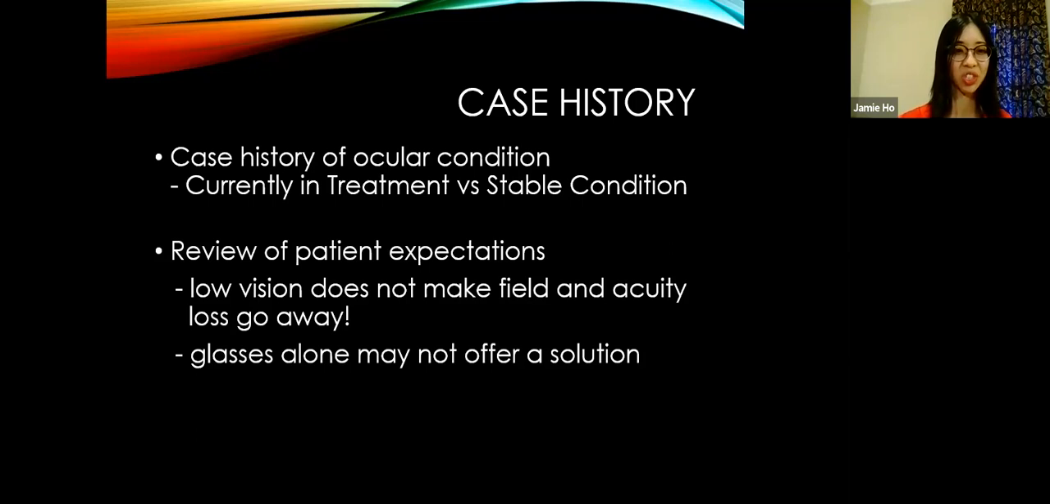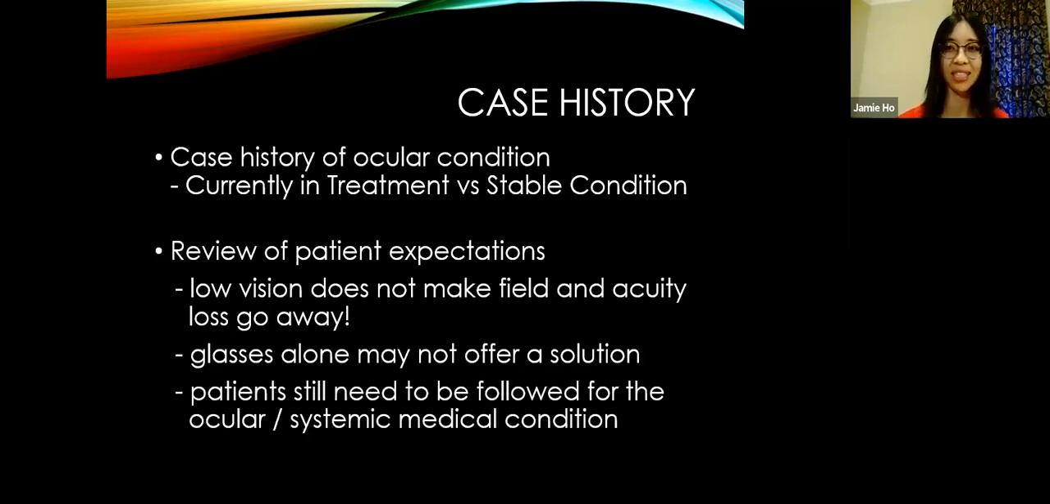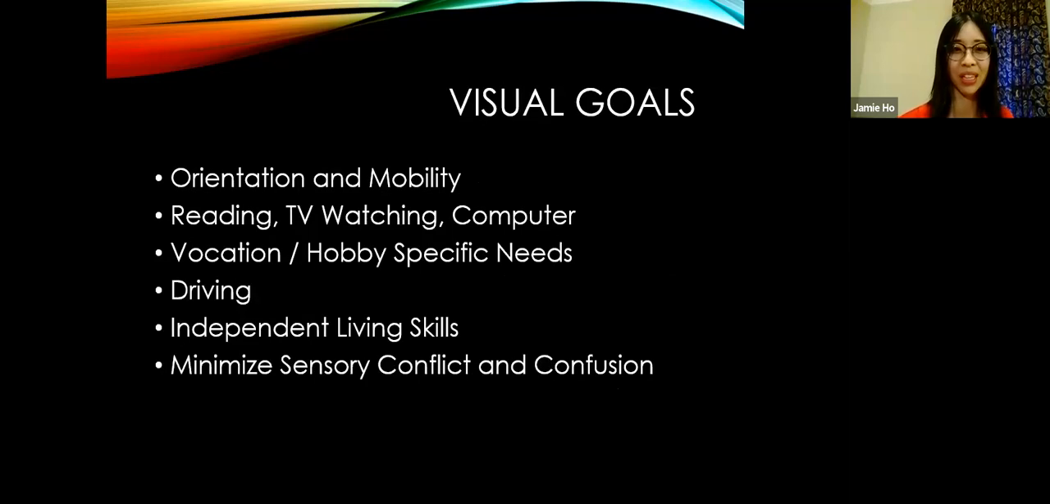So like I alluded to, glasses alone may not offer a solution. And I still encourage my patients that they need to be followed for their ocular and systemic medical conditions. Dr. Rock just now had listed a whole list of ocular emergencies, and sometimes we still see them, but it's very important that patients get followed. So I always tell my glaucoma patients, you've got to go back to your managing doctor. I'll deal with the low vision, and then you have to go back. Retina, same thing.